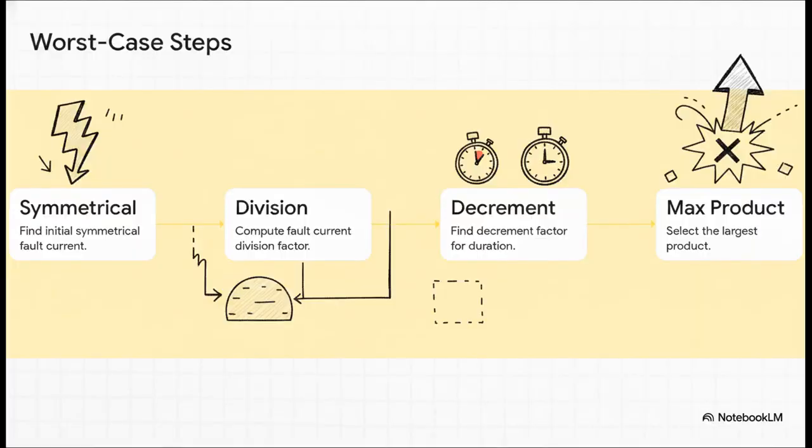Part 4. Finding the worst-case fault. To actually find that absolute worst-case condition for grounding design, the IEEE 80-2000 methodology gives us 4 really clean steps. Step 1. Determine your initial symmetrical current. Step 2. Compute the fault division factor to find out how much current actually enters the earth. Step 3. Find your decrement factor based on the fault duration. And Step 4. Multiply that decrement factor by the grid current. Boom! That establishes the absolute maximum stress your grounding system has to survive.